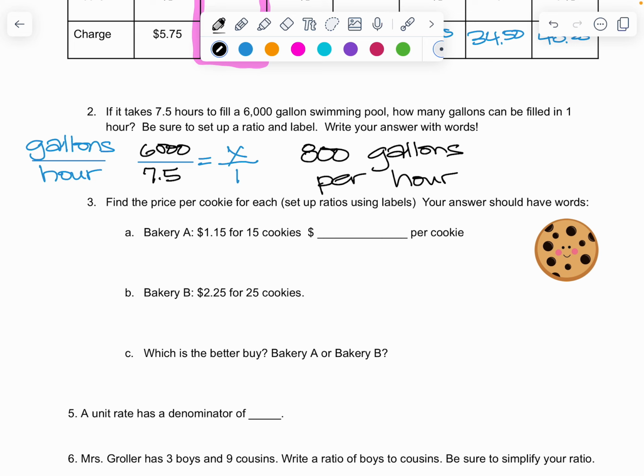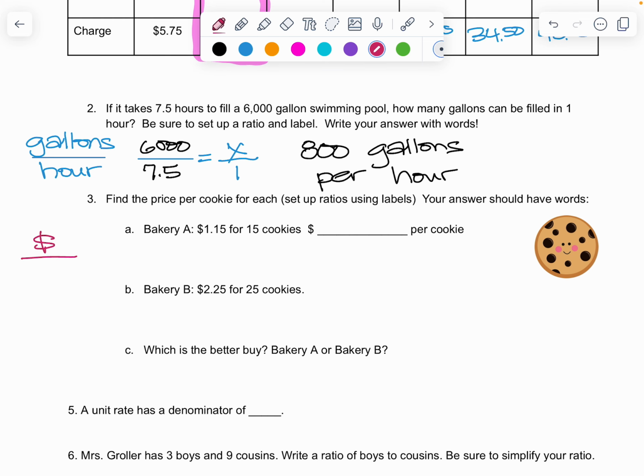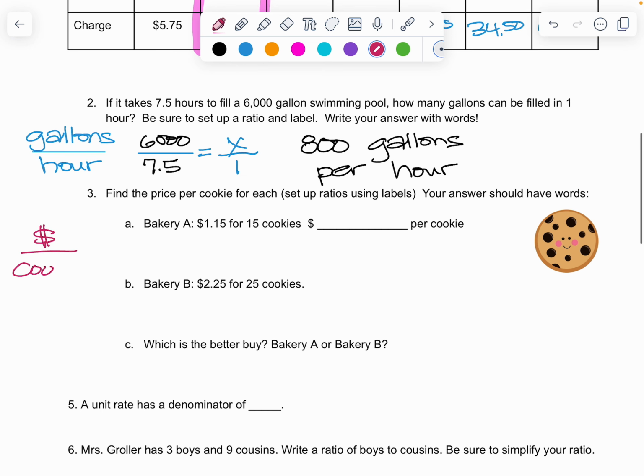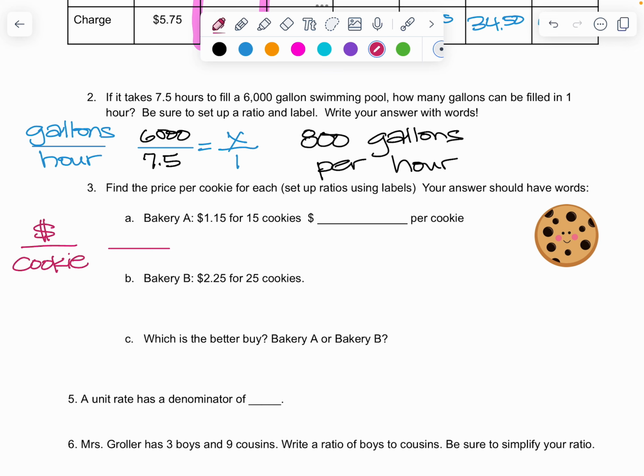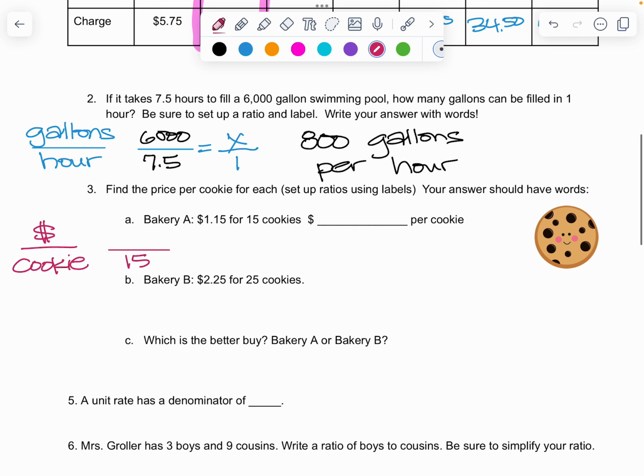All right, let's talk about cookies. Here we go. Price per cookie. We're going to set up some ratios. We're talking money per cookie. So I'm going to set this up, and we like to put money on top. We're going to get it down to 1 cookie, so cookie goes in the denominator. Let's use the information. I have 15 cookies. Costs $1.15. That is insane. There is no way it costs that little. But we're going to go with this make-believe bakery. Go ahead and divide those, and that will tell you how much 1 cookie costs.